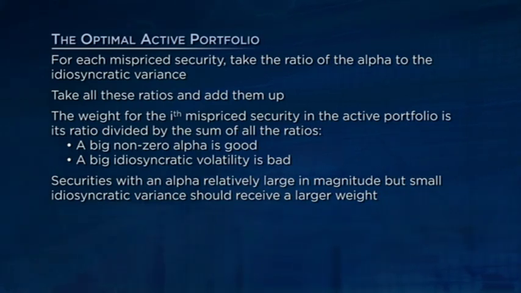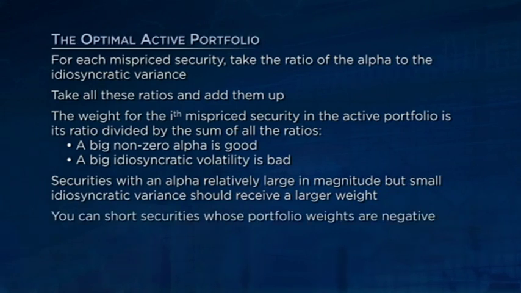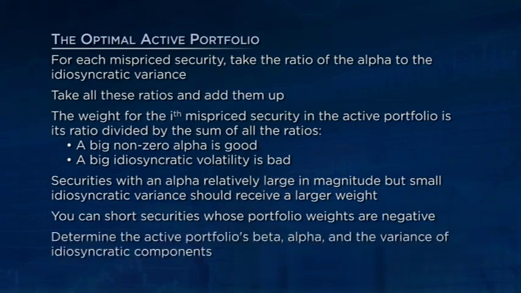Also notice that since some of the ratios may be negative, some portfolio weights will be negative. These may be securities that you're going to need to short. Once you have the weights for the active portfolio, you will need to determine the active portfolio beta, alpha, and the variance of the idiosyncratic components.